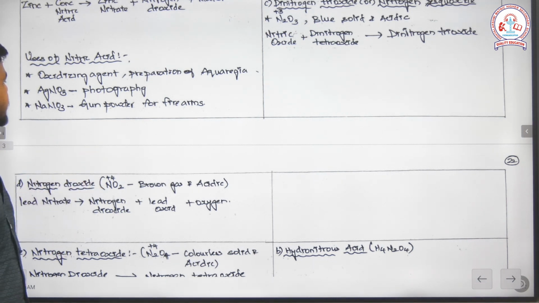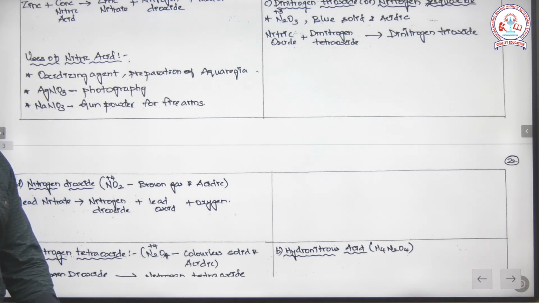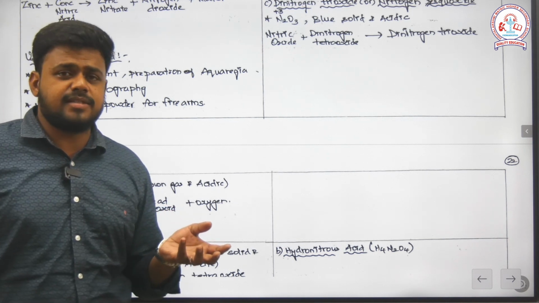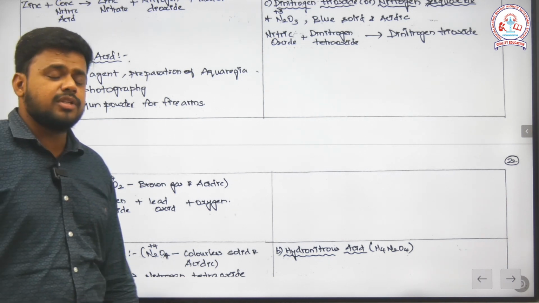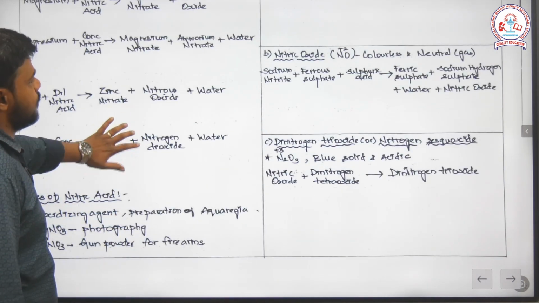Nitric acid is used as an excellent oxidizing agent, and it is also used in the preparation of aqua regia. Aqua regia is the combination of HCl and nitric acid. Then silver nitrate is widely used in photography. Then sodium nitrate is used as a gunpowder in firearms. So this is regarding nitric acid.